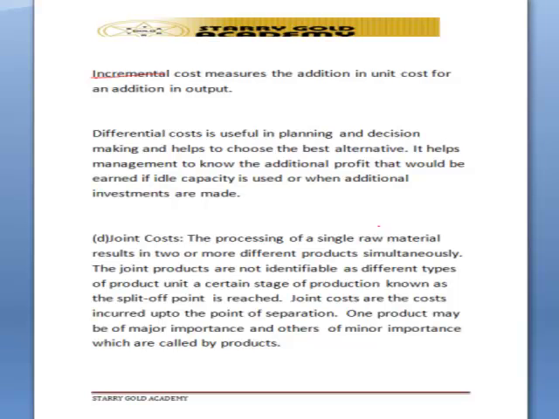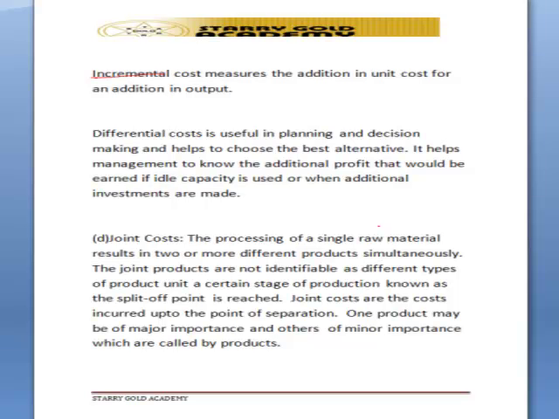This cost need not be the same at all levels of production. It is usually expressed as a cost per unit, whereas the differential cost is measured in total. So that is the little line of difference between incremental and differential cost. Differential cost measures the difference in total, but when we are using incremental cost, we are looking at the difference in units, in an additional output.